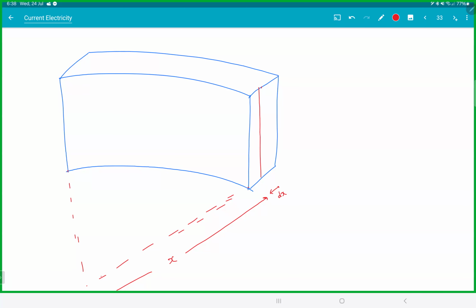N is not given. Take N as some value. Okay. Meaning they'll ask you V drift is proportional to 1 by x to the power some constant. So find that, something like that. Assume N. N has to be given, technically.